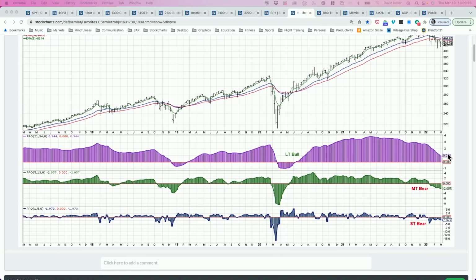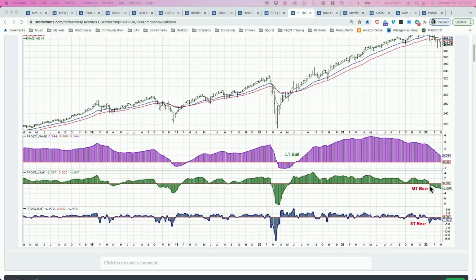Now, if you get a big rally tomorrow going into the weekend, the short-term model could theoretically turn positive, but it would have to be a pretty significant move. The Spiders would have to close above 434 and change, which is another 10 points above where it is right now. It's not a small move, so you'd have to have a big rally going into the weekend to trigger a buy signal there.